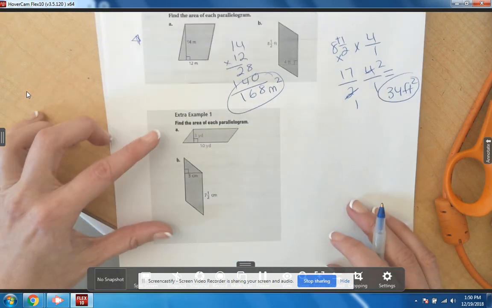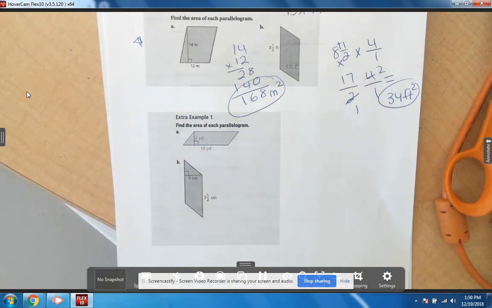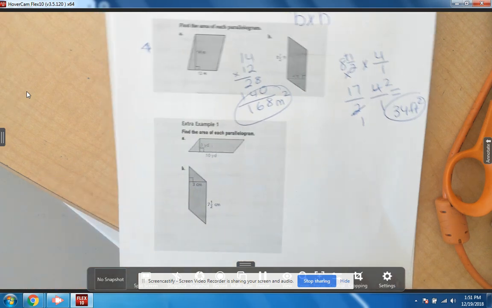Okay, you're going to pause and try these 2. So it's literally just base times height. So base times height, label it yards squared. 7.5 times 3, label it yards squared.